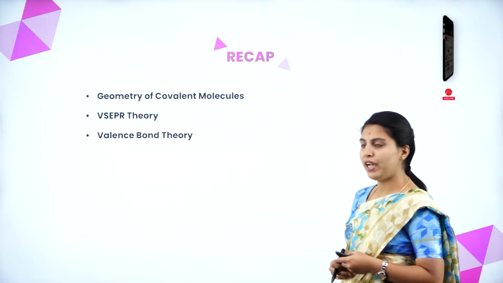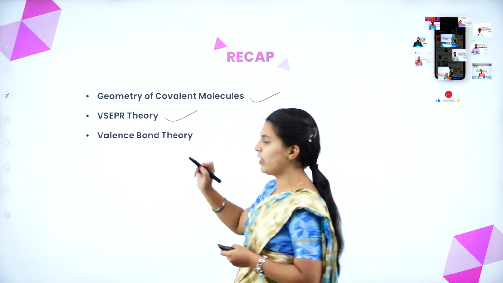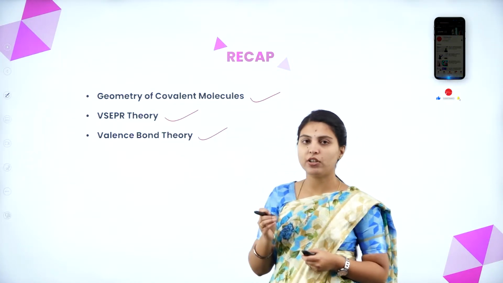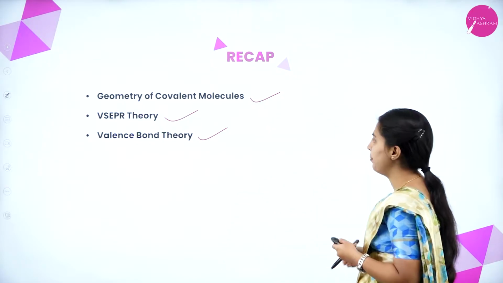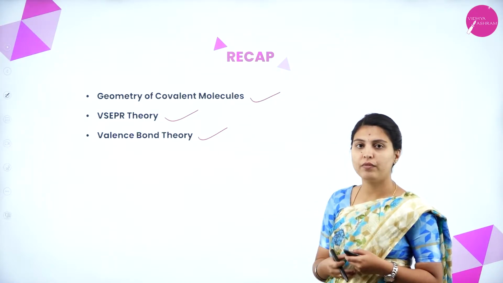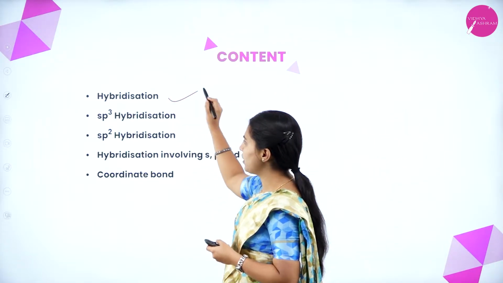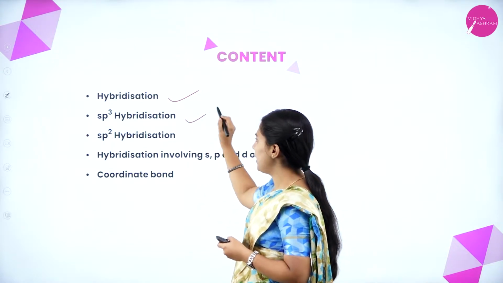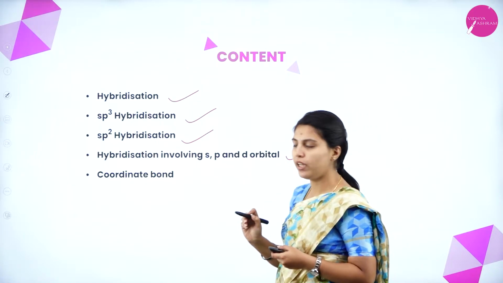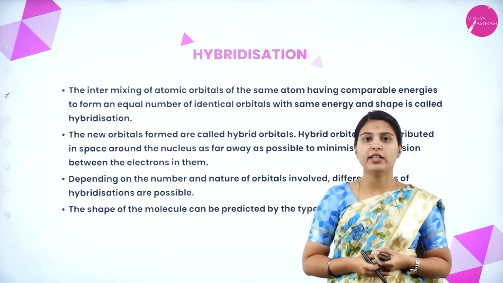In the last class, we discussed the geometry of covalent molecules, VSEPR theory, that is valence shell electron pair repulsion theory, and valence bond theory. These are the topics we discussed in the previous session. Based on these topics, we were understanding the types of orbitals. Now we will see the next topic, hybridization. In hybridization, sp3, sp2, and hybridization involving s, p and d orbitals we will also see today, and another one, coordinate bond. First, we have to understand what is hybridization.